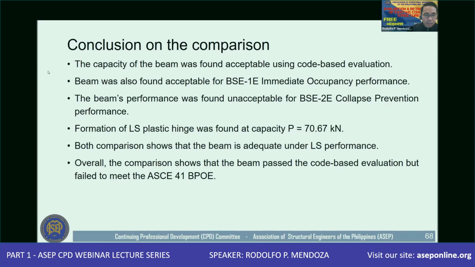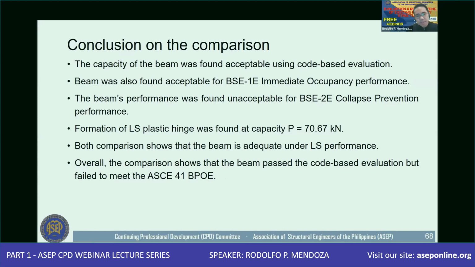It was found in the comparison that there was a formation of life safety plastic hinge at a capacity of 70.67. Now, if you were to compare this value, we can say that both comparisons show that the beam is adequate under life safety performance. However, using performance-based assessment using ASCE 41, the beam was not able to meet the BPOE, particularly BSE-2E, collapse prevention performance level required in ASCE 41.